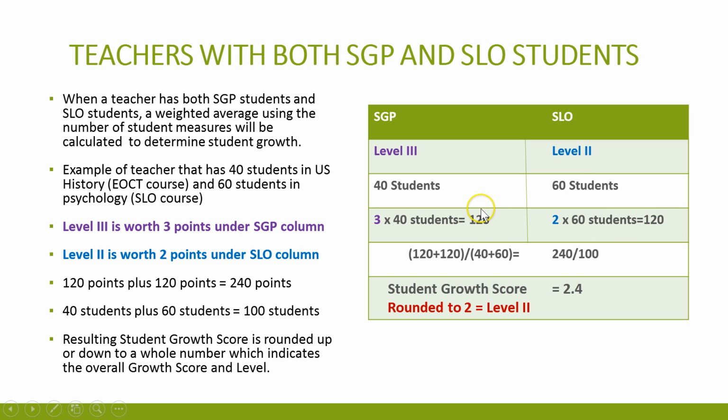You add the two classes of points together and you get 240 over 100. You simply put the total points over the total number of students and do the math, and the student growth score is 2.4. But the student growth scores that round into your TEM score are whole numbers. They either round down or up. In this case, the 2.4 is rounded down to 2. If that score would have been 2.5, it would have rounded up to 3. So this TEM score would have been rounded to 2, which is a level 2.